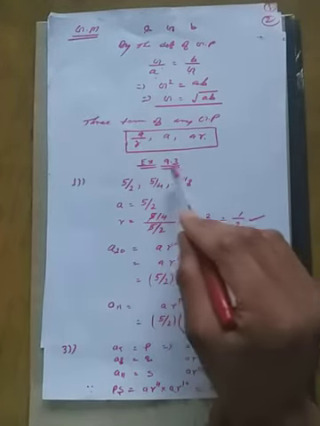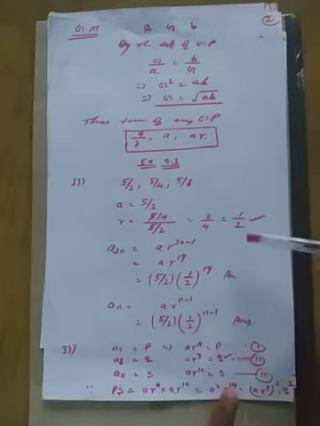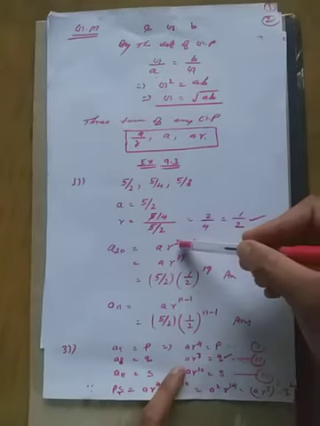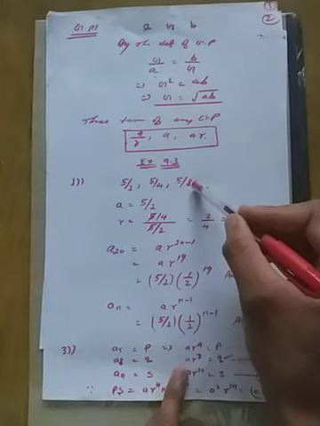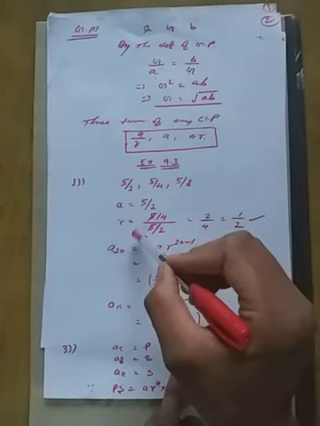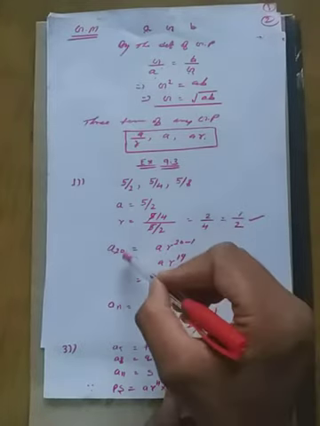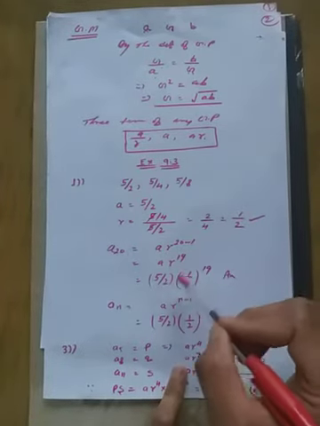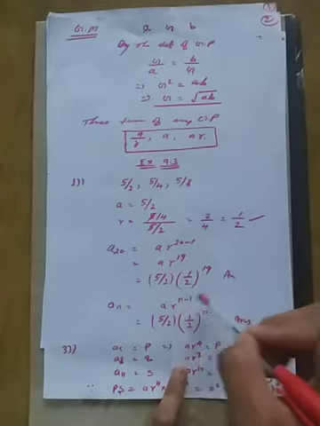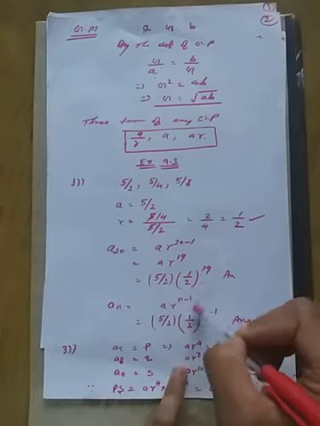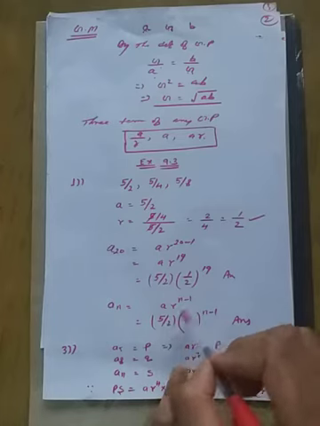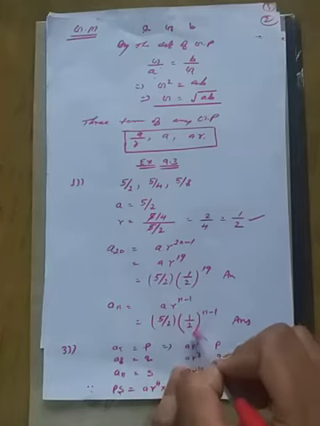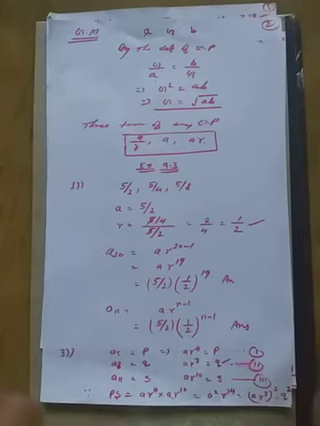Now, exercise 9.3. In this question, I have to find out the 20th term and nth term. 5 by 2, 5 by 4, 5 by 8. A equal to 5 by 2. Therefore, R equal to 1 by 2. And A20 equal to AR to the power 20 minus 1 equal to AR to the power 19 equal to 5 upon 2 into 1 upon 2 to the power 19. Therefore, nth term equal to AR to the power n minus 1 equal to 5 by 2 into 1 upon 2 to the power n minus 1.